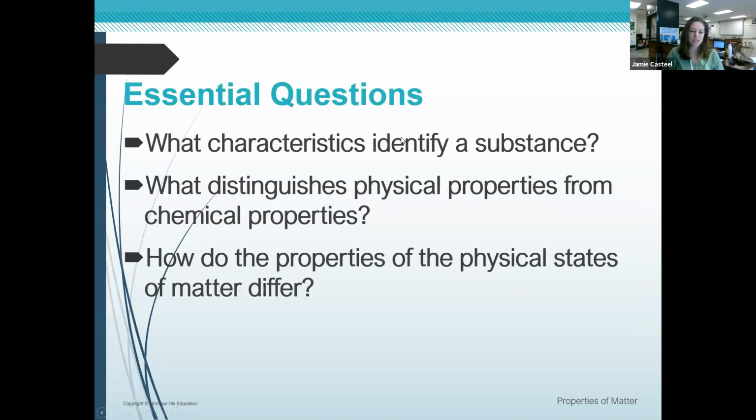Here are essential questions for this section. What characteristics identify a substance? What distinguishes physical properties from chemical properties, and how do the properties of the physical states of matter differ?